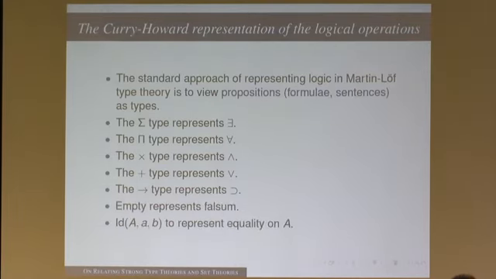Okay, and then there's also this identity type. The idea is that you have a type A, and inhabitants a and b of this type A, and then this new type Id_A(a, b) is to represent equality on A.